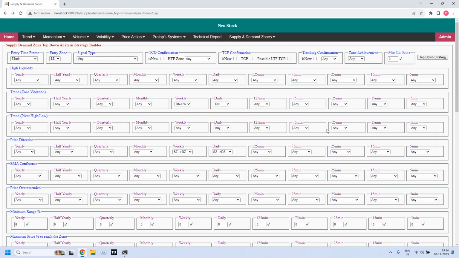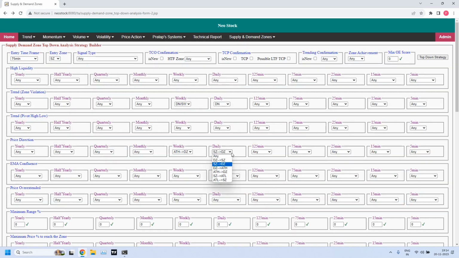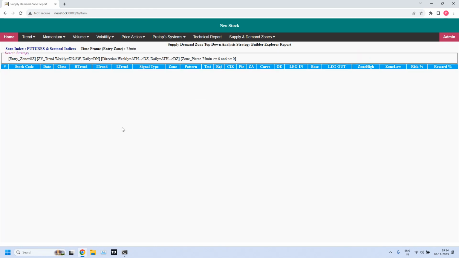Now the second report we will generate. In total 3 reports we are generating for every setup, bullish and bearish. So this time prices should travel from all-time high to supply zone, ATH to supply zone. Oh sorry, ATH to demand zone. So we selected ATH to demand zone, but daily supply zone to demand zone. No stocks are available. Now daily also ATH to demand zone. Mostly you won't get stocks, yes. So we have only one report where we got the stocks. This is for 75 minutes, a bearish setup.